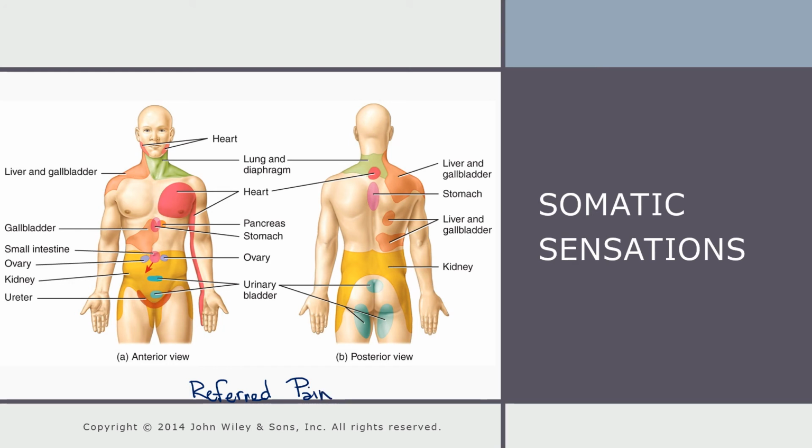Now, this figure shows the regions to which visceral pain may be referred. In general, the visceral organs involved and the area to which pain is referred are served by the same segment of the spinal cord. So we have a couple of different locations here that are kind of interesting. The shoulder and neck can have referred pain from the liver and the gallbladder. The middle of the back can have referred pain from the stomach. Lung and diaphragm are kind of interesting as well, having it on the left side of the neck and shoulder. And the heart, having pain up by the jaw. So these are kind of interesting areas for referred pain.